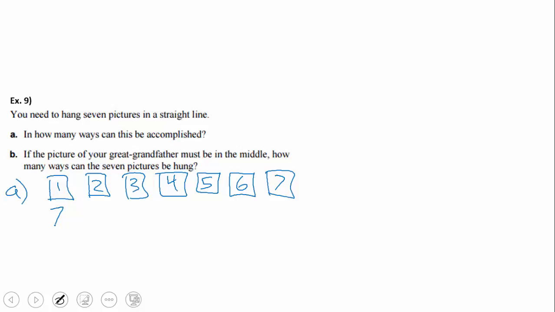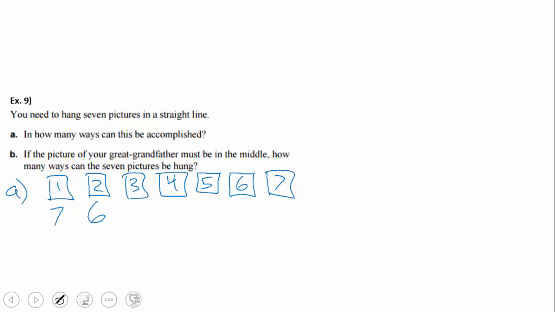Let's move to the next one, number 2. How many different ways can I hang number 2? Well, some of you are going to say 7. And if you say 7, you're not thinking. Because we already hung number 1 up. So there's not 7 now. The number of outcomes possible for the second picture is only 6. Because we already used 1.